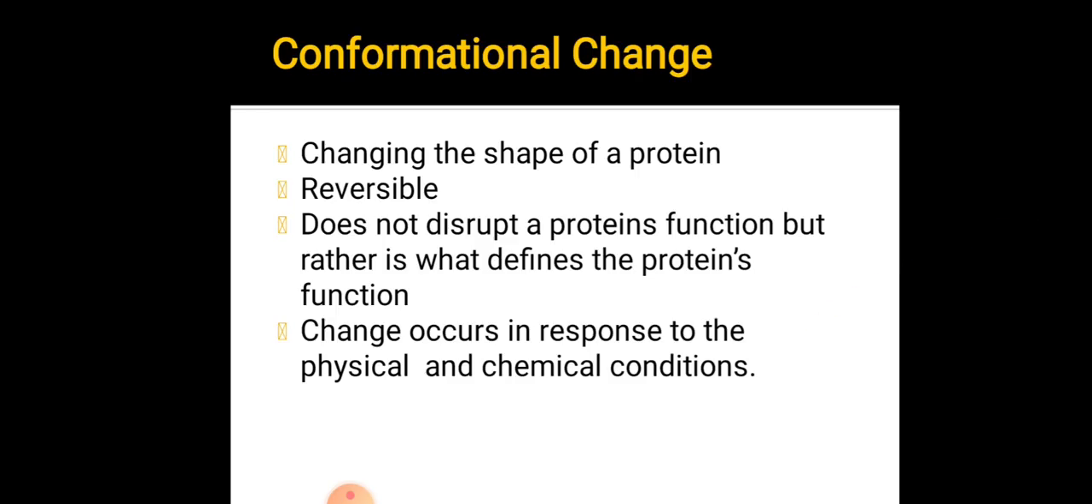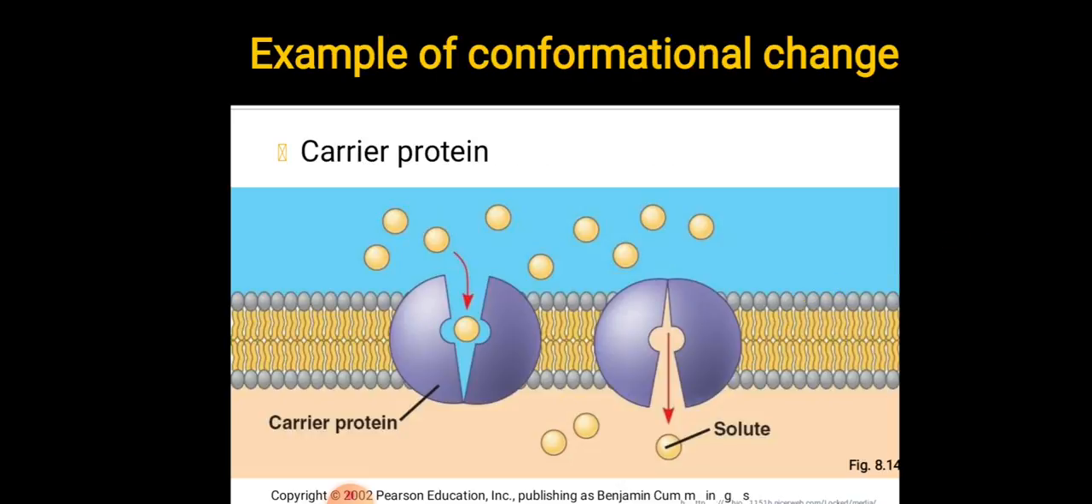Conformational change: changing the shape of a protein is reversible. It does not disrupt protein function but rather defines the protein's function. The change occurs in response to physical and chemical conditions. Example of conformational change: carrier protein. The carrier protein will take in a molecule from one side and release it on the other side, because the carrier protein acts as a gate for different molecules.